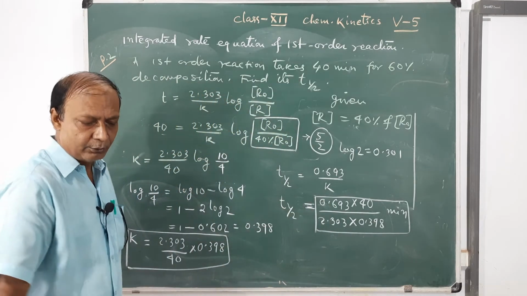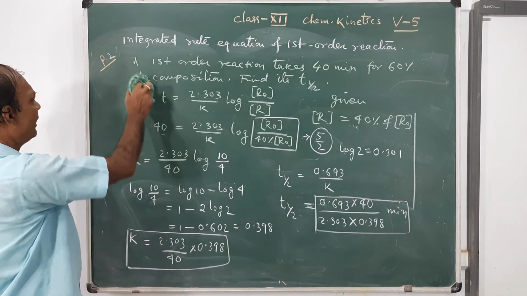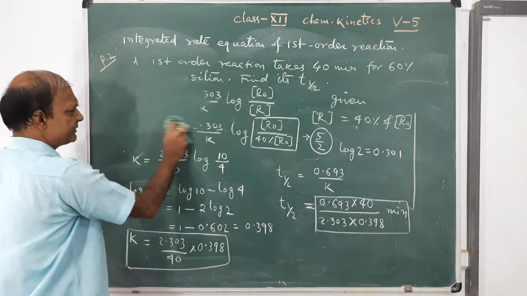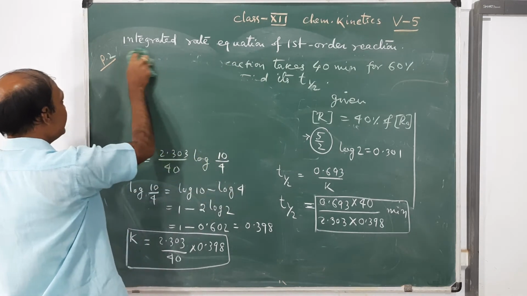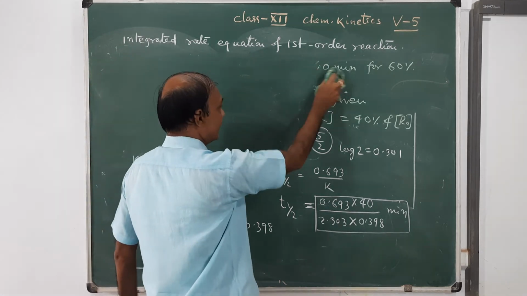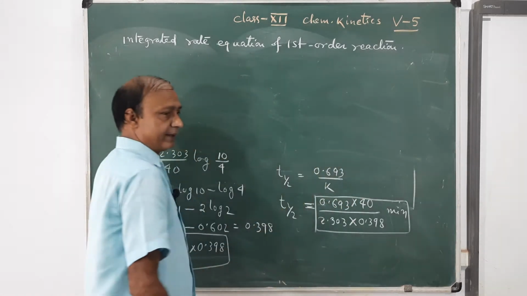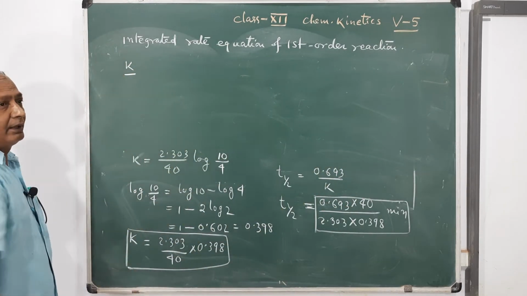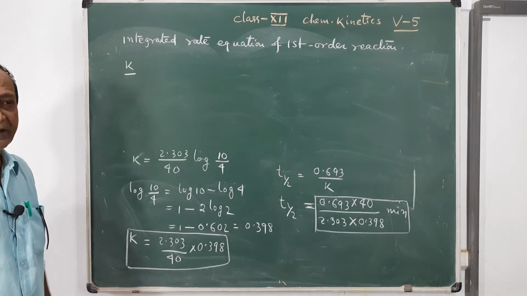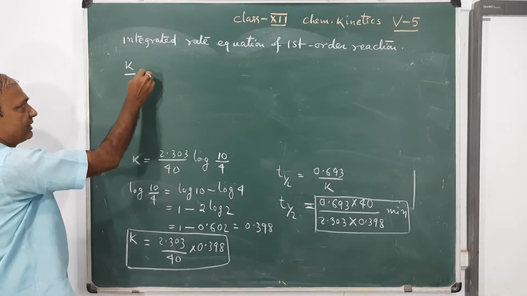Okay. Now there is a common fact that the rate of a reaction is nearly doubled for every 10 degree rise in temperature. You know that the rate constant K depends largely upon temperature.